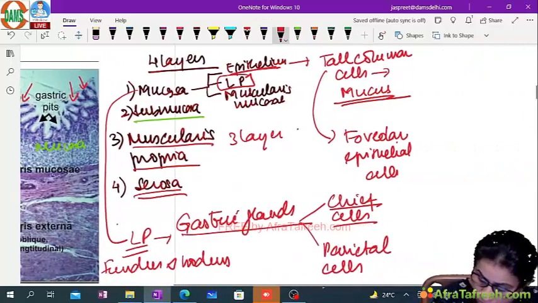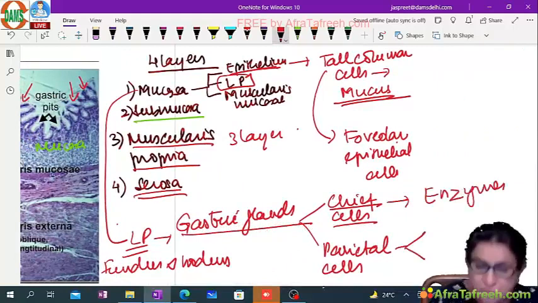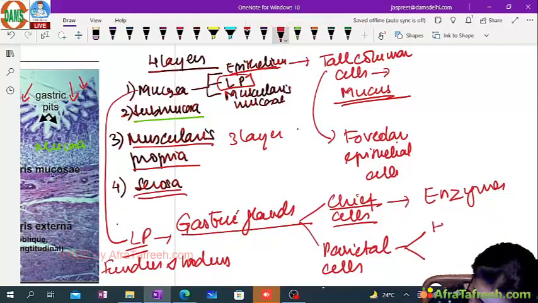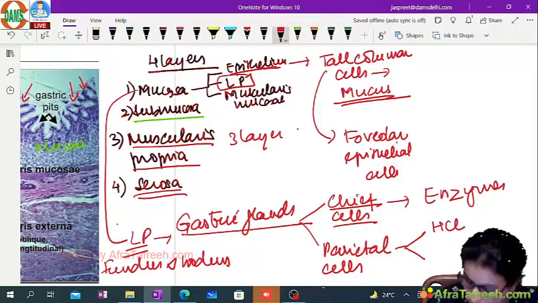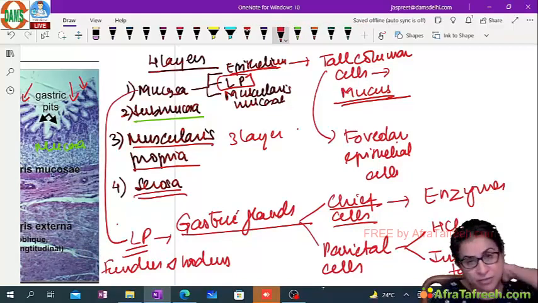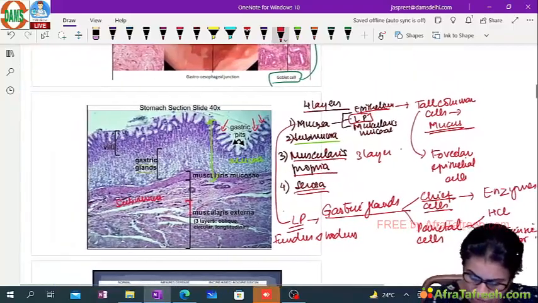Chief cells, what do they produce? They produce enzymes that help in digestion of food. And what do parietal cells produce? Two things. Normal parietal cells produce hydrochloric acid, HCl, and two, they produce intrinsic factor. Intrinsic factor is needed for absorption of vitamin B12 from the ileum. So this is the normal histology of the stomach.